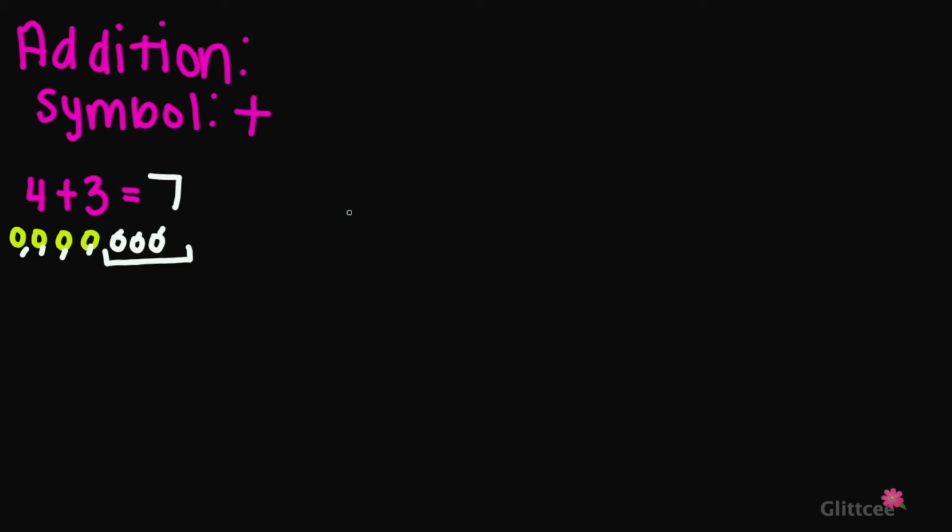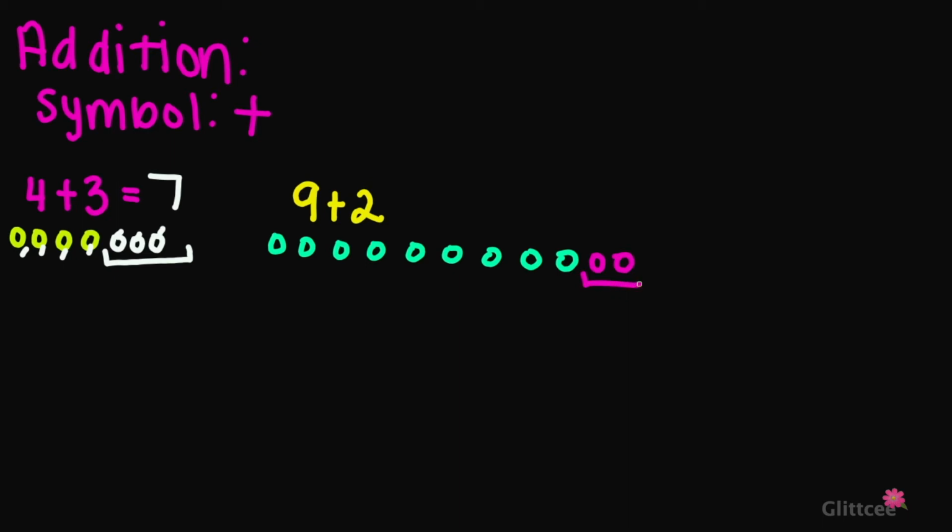Let's look at another example. Let's say we had 9 plus 2. This means that you have 9 marbles, 1, 2, 3, 4, 5, 6, 7, 8, 9, and we're adding 2 more marbles to this. I'm adding 2 more, 1, 2. How many marbles do we have in total? So we have 1, 2, 3, 4, 5, 6, 7, 8, 9, 10, 11. So 9 plus 2 equals 11.